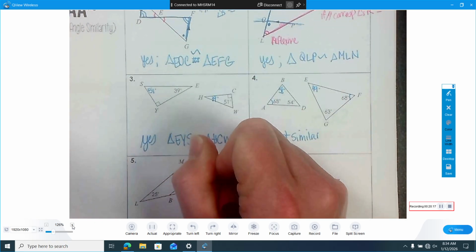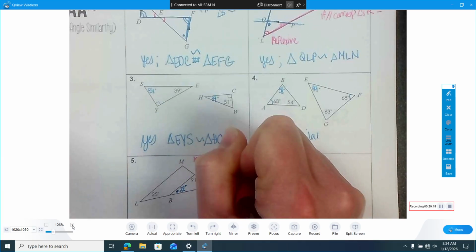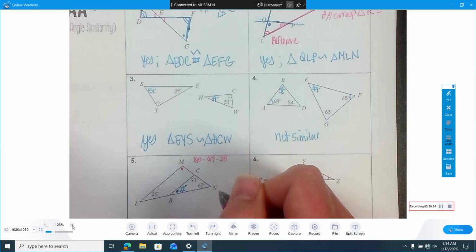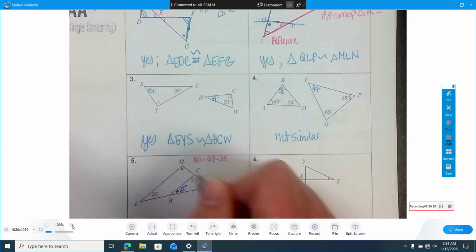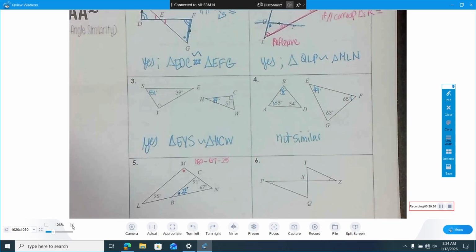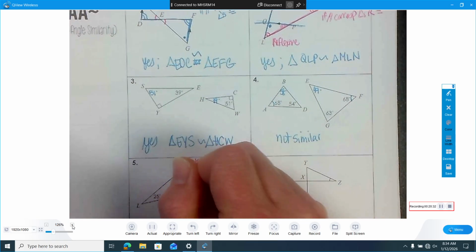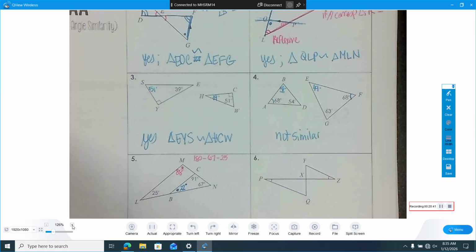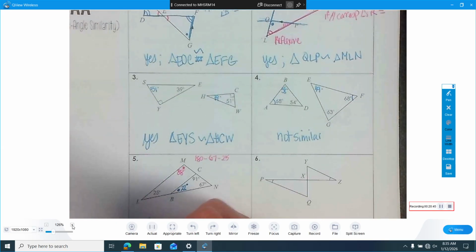Yeah, 180 minus 67 minus 25. If we want angle M there, we have the big triangle that we can subtract the angles from, and we get 88. All right. Do we have similar triangles here? Angle similarity? No, not similar.